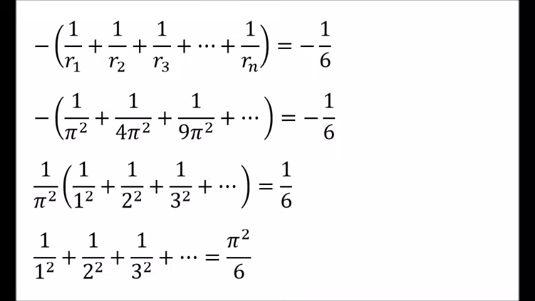Okay, so now we put it all together. Negative 1 over r1 plus 1 over r2 plus 1 over r3 plus the sum of the reciprocal of every other root r is equal to negative 1 over 6. In the second line, we plug in the values for the roots, pi squared, 4 pi squared, 9 pi squared, and so on. Factor out a negative on both sides. Also factor 1 over pi squared out of the left-hand side. In the last line, we multiply both sides by pi squared. That leaves us with the expression seen at the very beginning.